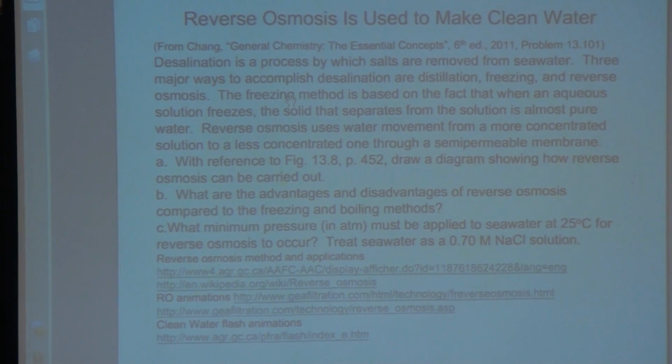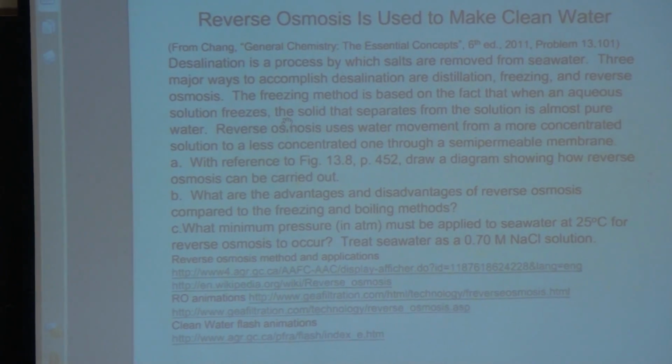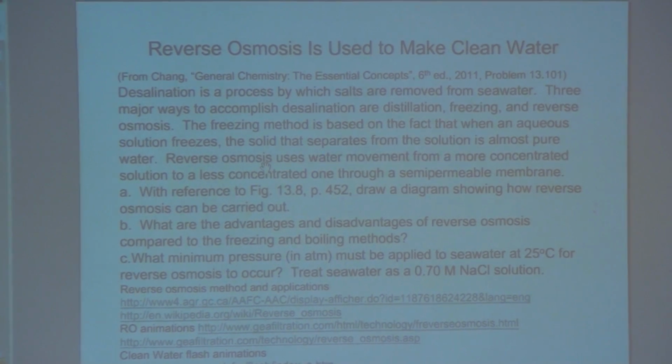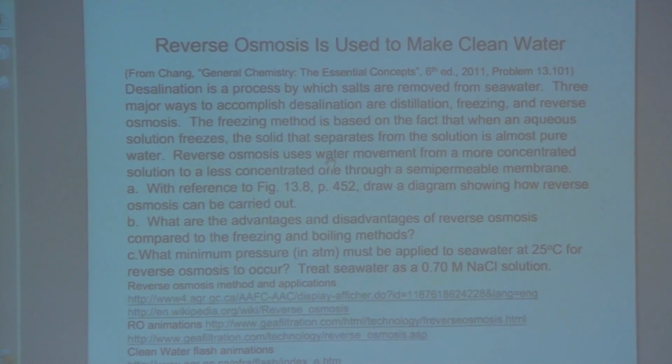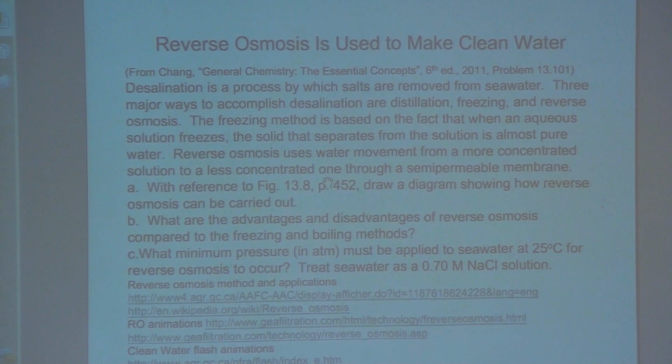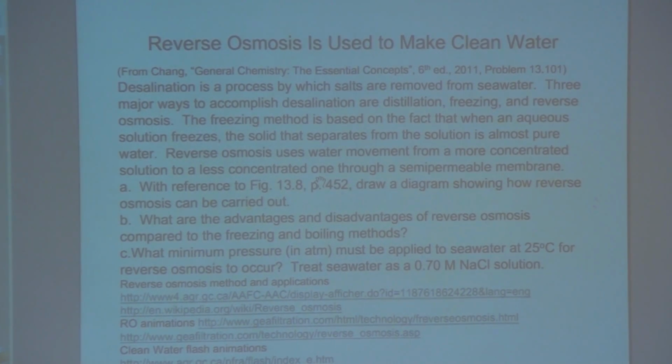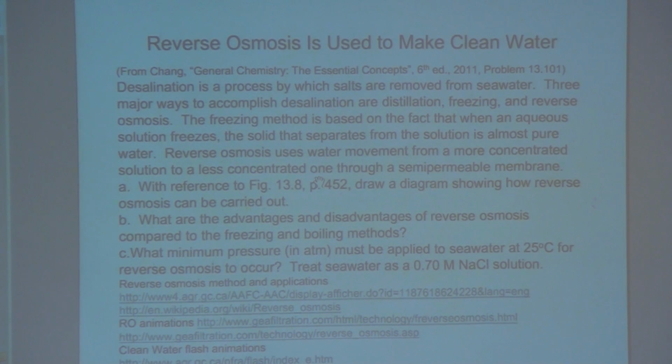The freezing method is based on the fact that when an aqueous solution freezes, the solid that separates from the solution is almost pure water. Reverse osmosis uses water movement from a more concentrated solution to a less concentrated one through a semi-permeable membrane. So let's take a look at figure 13.8 on page 452.